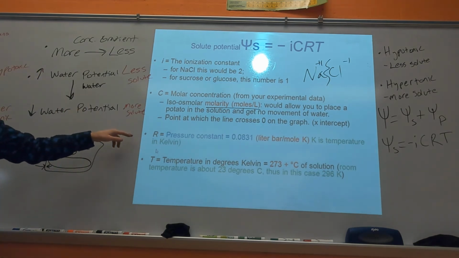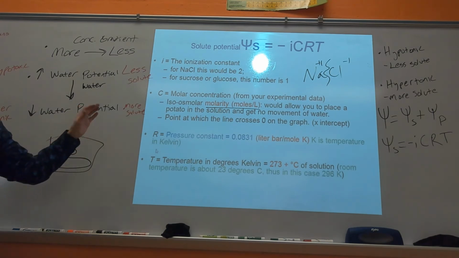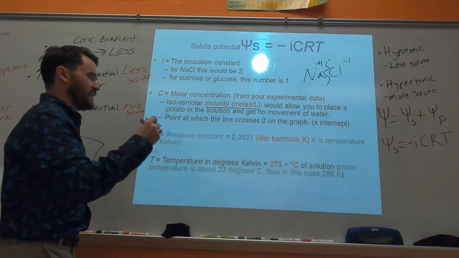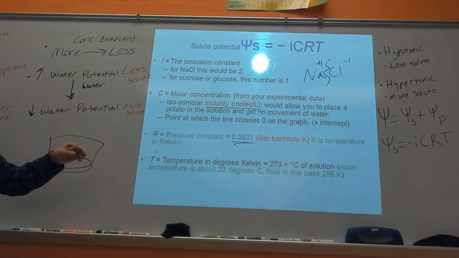Then the pressure, we call that pressure constant. So unless they tell you otherwise, you can assume it's this number. And this is given to you on the formula sheet. You don't have to memorize 0.0831.